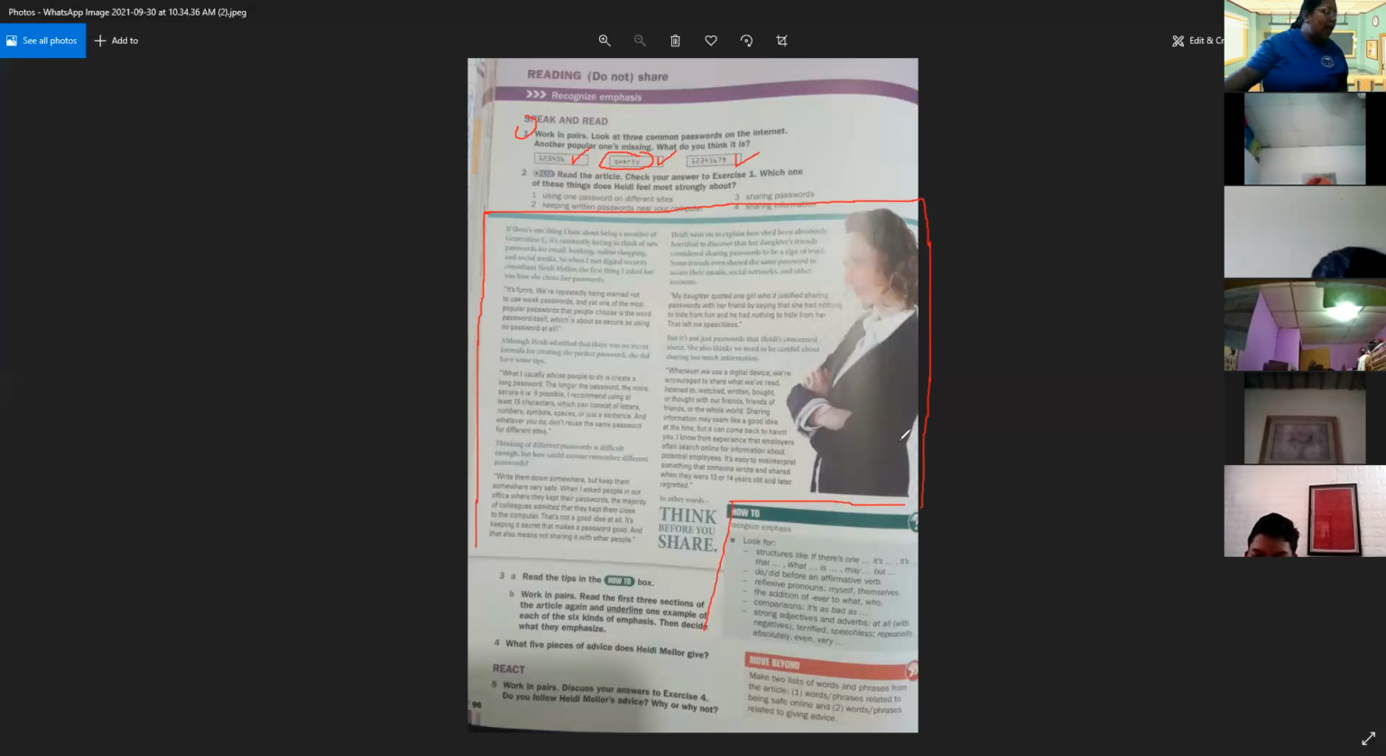Is there one thing I hate about being a member of Generation Z? It's constantly having to think of a new password for email, banking, online shopping, and social media. So when I met digital security consultant Heidi Miller, the first thing I asked her was how she chose her password. It's funny, we're repeatedly being warned not to use the word password, and yet one of the most popular passwords that people choose is the word password, which is about as secure as using no password at all.